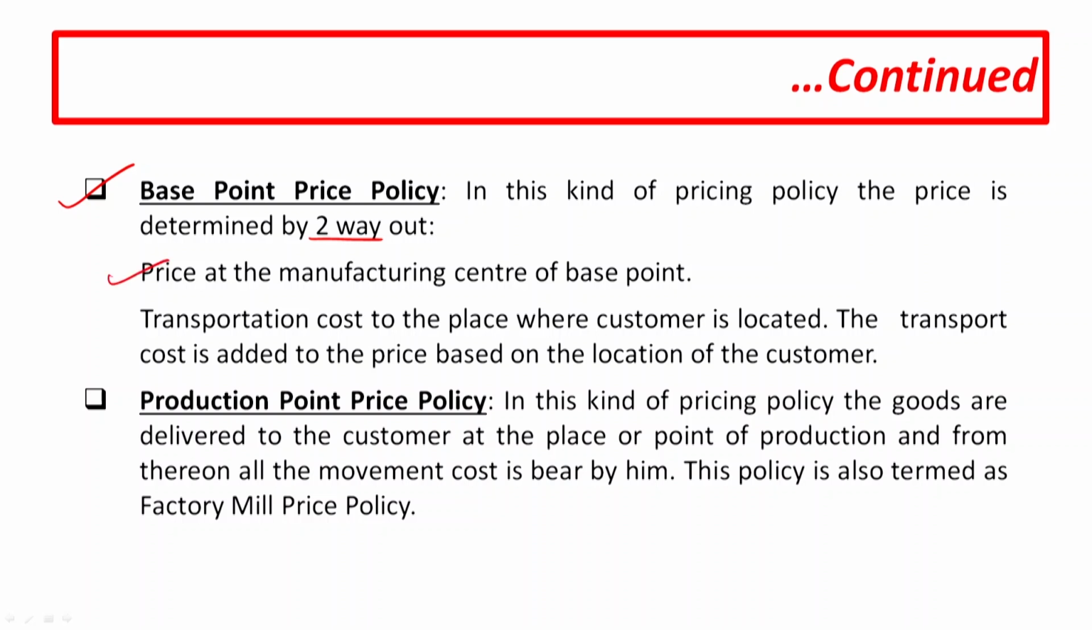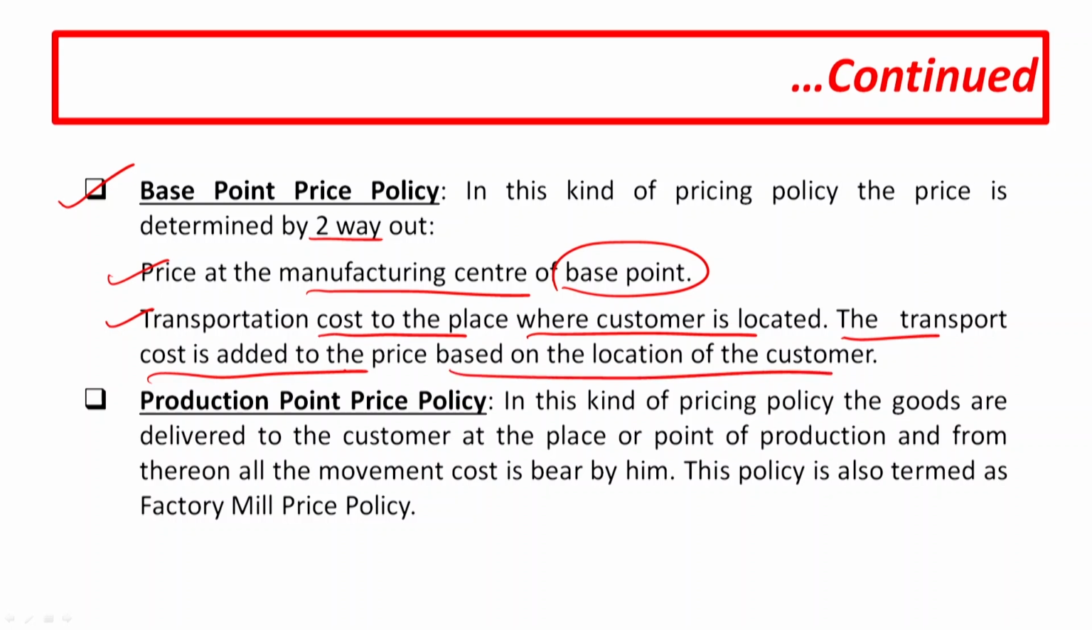The first being price at the manufacturing center or base point, which means wherever the goods are produced, and the second one, the transportation cost to the place where the customer is located. The transport cost is added to the price based on the location of the customer, which means in the first aspect of base point we will be considering the manufacturing cost, and in the second aspect we will be adding the transportation cost from the manufacturing point to the location of the customer.